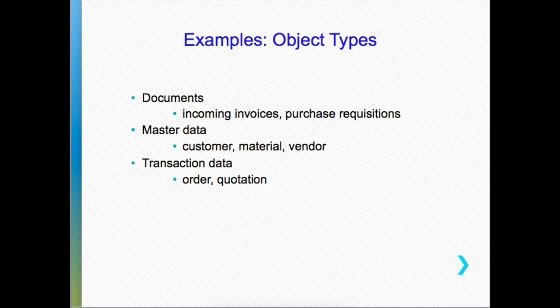Let's look at some examples. What are those object types? You can consider, in documents, incoming invoice, purchase requisition; in master data, customer, material master, vendor master; and in transactional data, orders, quotation. It can be anything in SAP. These are some of the examples of object types in workflows.